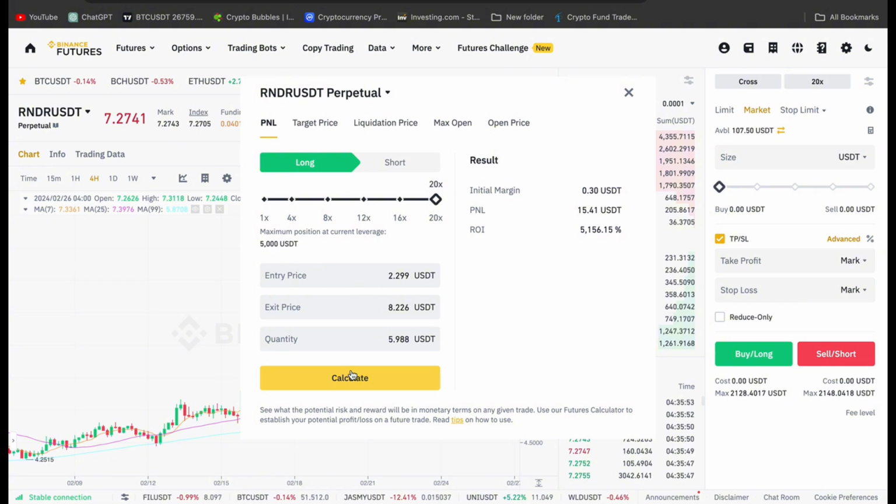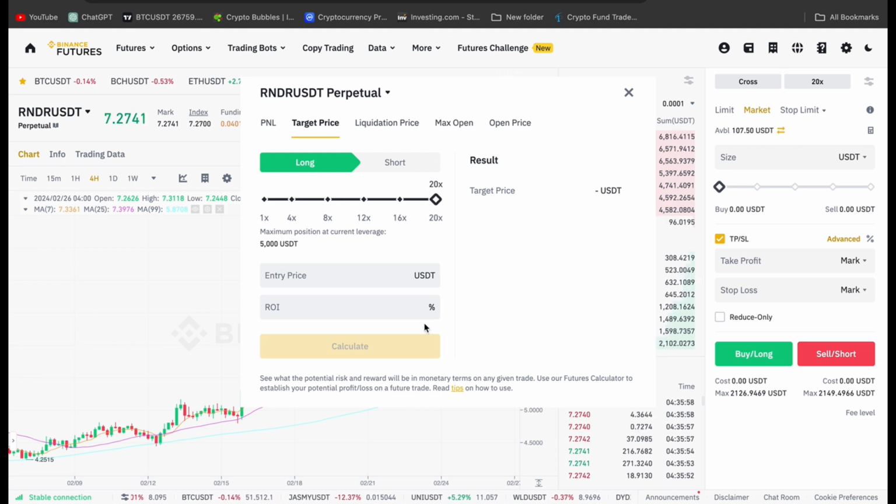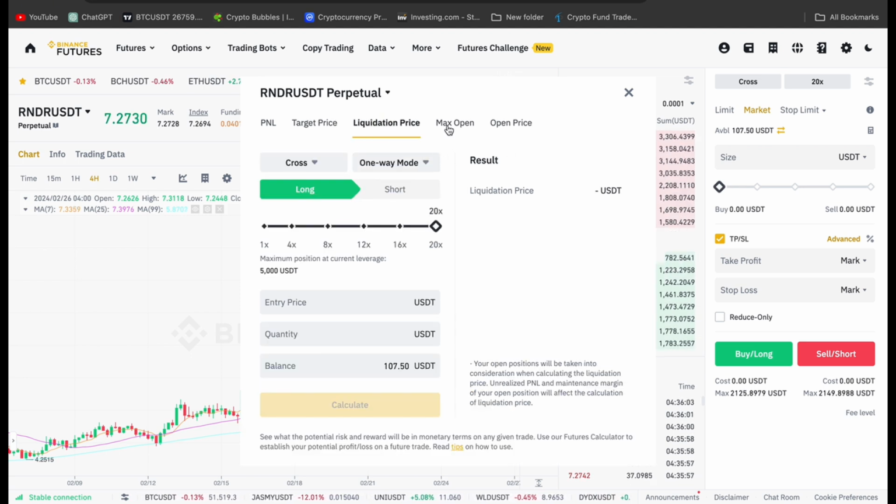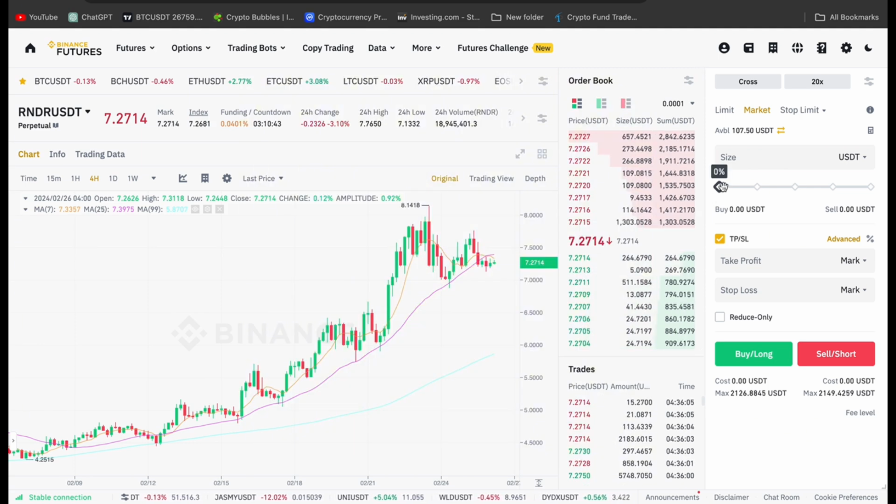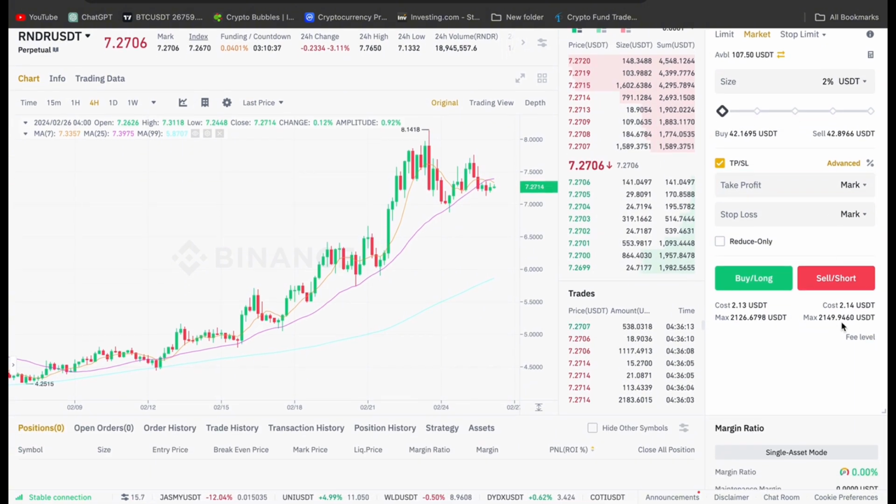If you have any questions, just comment down below. This is how you calculate your position. You can even calculate the target price. You can also calculate the liquidation price, the maximum open, and all those things. Okay, so I'm just going to drag it to 2%. When we drag it to 2%, this is the cost here. So that means we are using $2 on this trade.